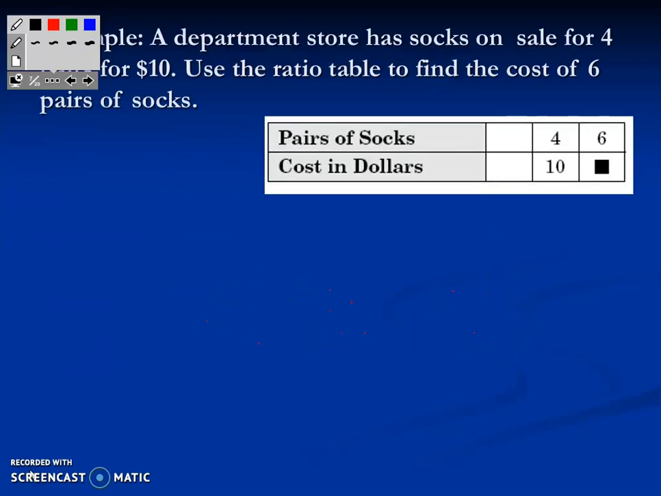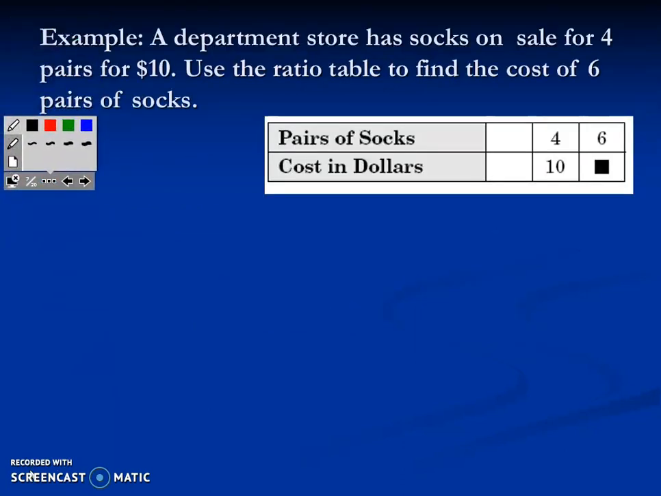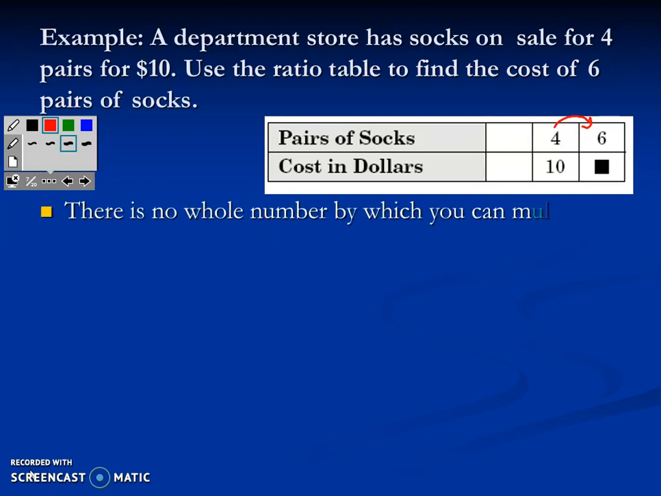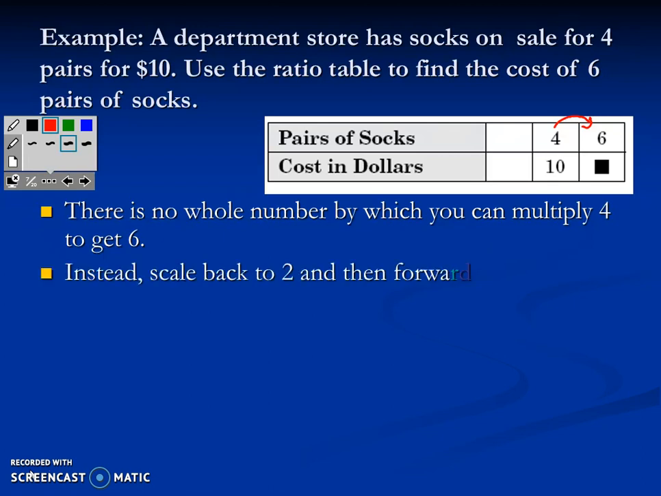So let's continue. Now here's an example where scaling back and scaling forward are very important. So it says a department store has socks on sale for 4 pairs for $10. Use the ratio table to find the cost of 6 pairs of socks. So what we have here is an example where I cannot effectively multiply by a whole number to get to 6. So I need to use some strategies of scaling back or scaling forward. Since there is no whole number by which you can multiply 4 to get 6, instead we scale back to 2 and then forward to 6.